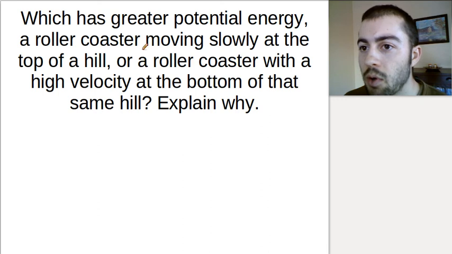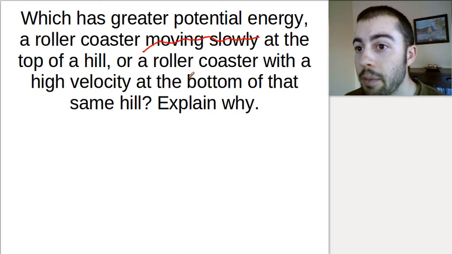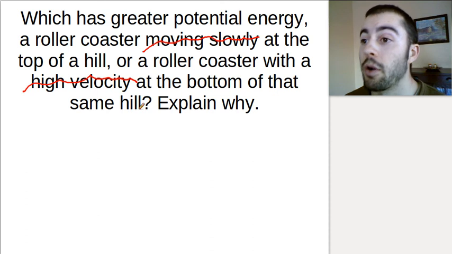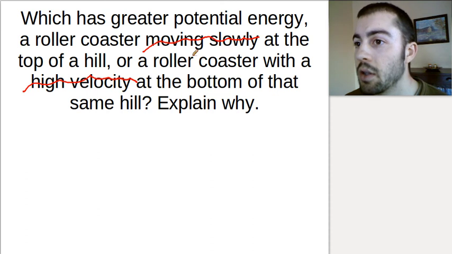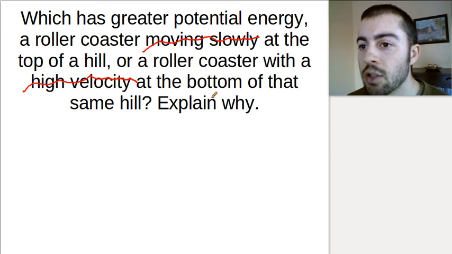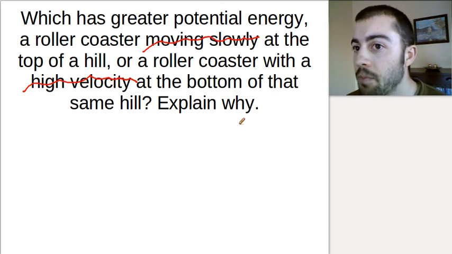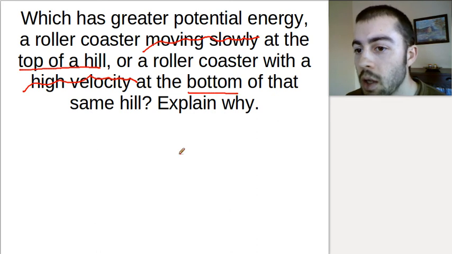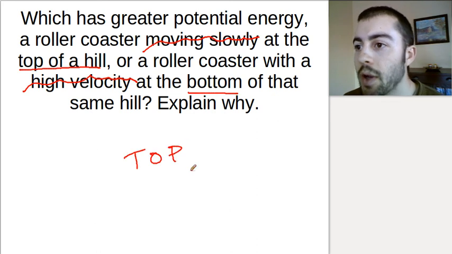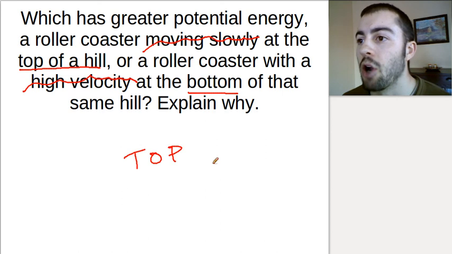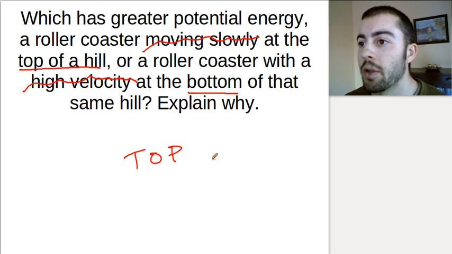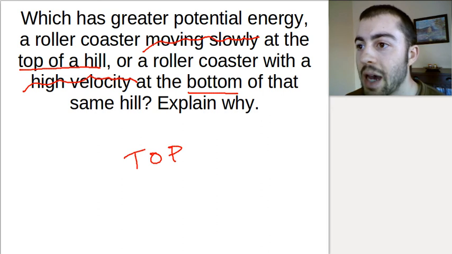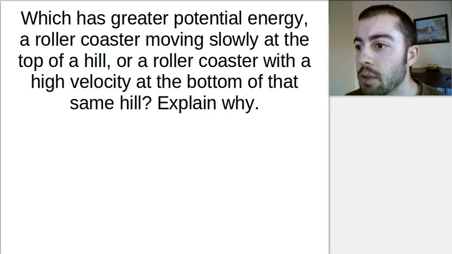So the fact that this roller coaster is moving slowly does not matter. The fact that this roller coaster has a high velocity does not matter. If we were asking about the kinetic energy, then we could think about those things. But for potential energy, all we care about is the height. So the roller coaster at the top of the hill versus the roller coaster at the bottom, the roller coaster at the top would have more potential energy because it's higher up. And with potential energy, we only care about the height and not the speed. So in this case, the roller coaster at the top would have a higher potential energy.